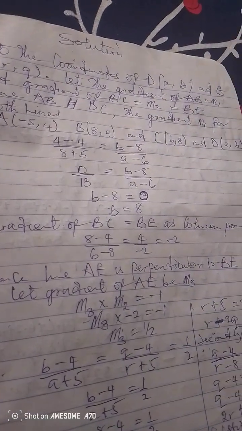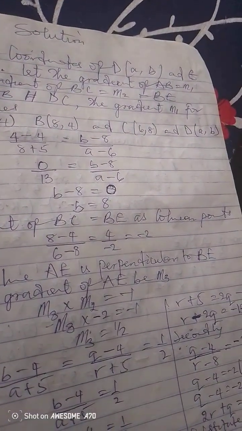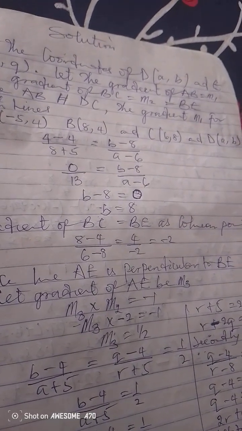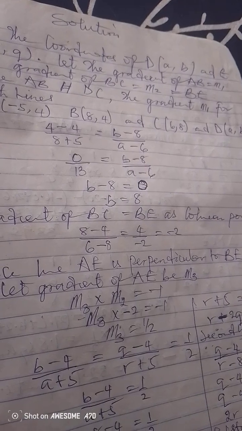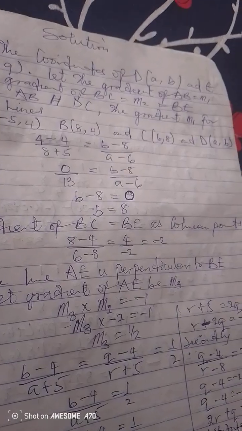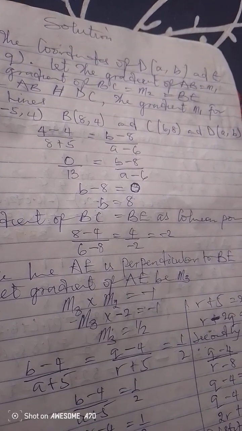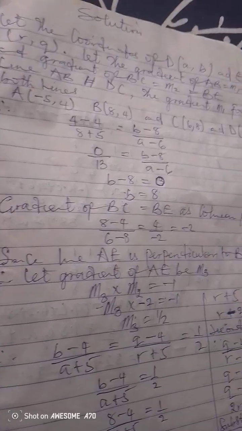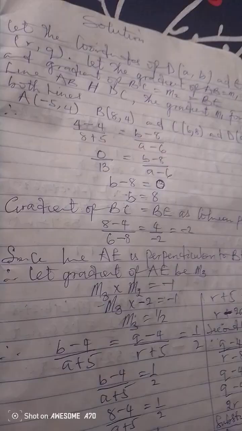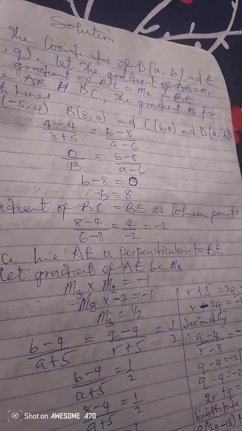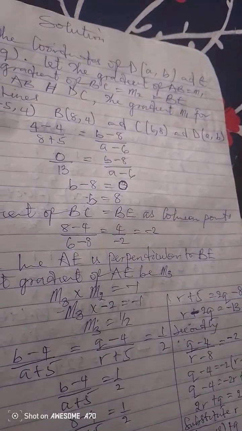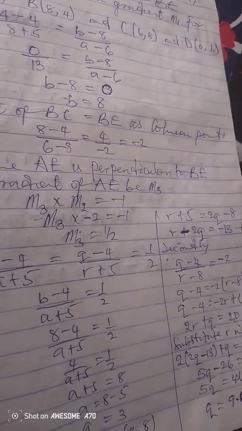The gradient of BC is equal to BE as collinear points. So we have 8 minus 4 all over 6 minus 8, which is the gradient of the line BC, is equal to 4 over minus 2, which is minus 2. So the gradient of the line BC, which is M2, is equal to minus 2. Since the line AE is perpendicular to BE, let the gradient of AE be M3. So M3 times M2 is equal to minus 1. Therefore, M3 is equal to half.